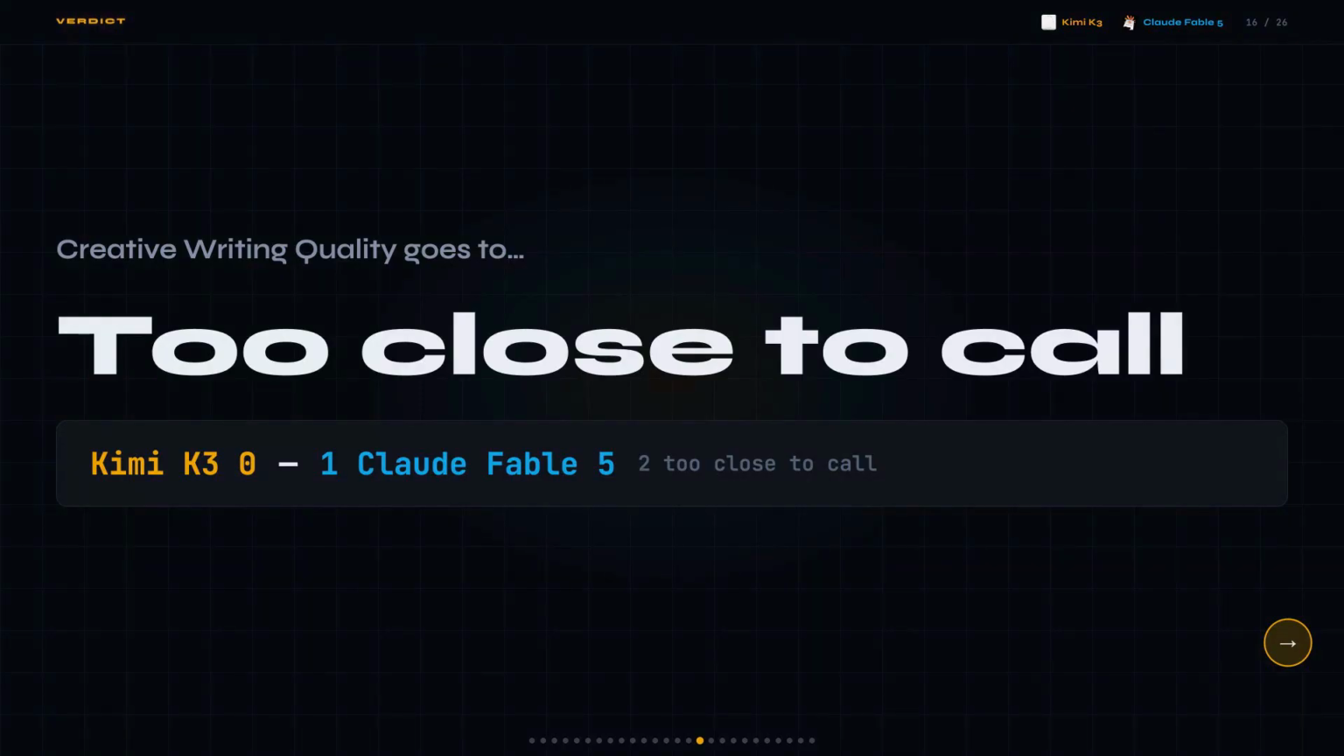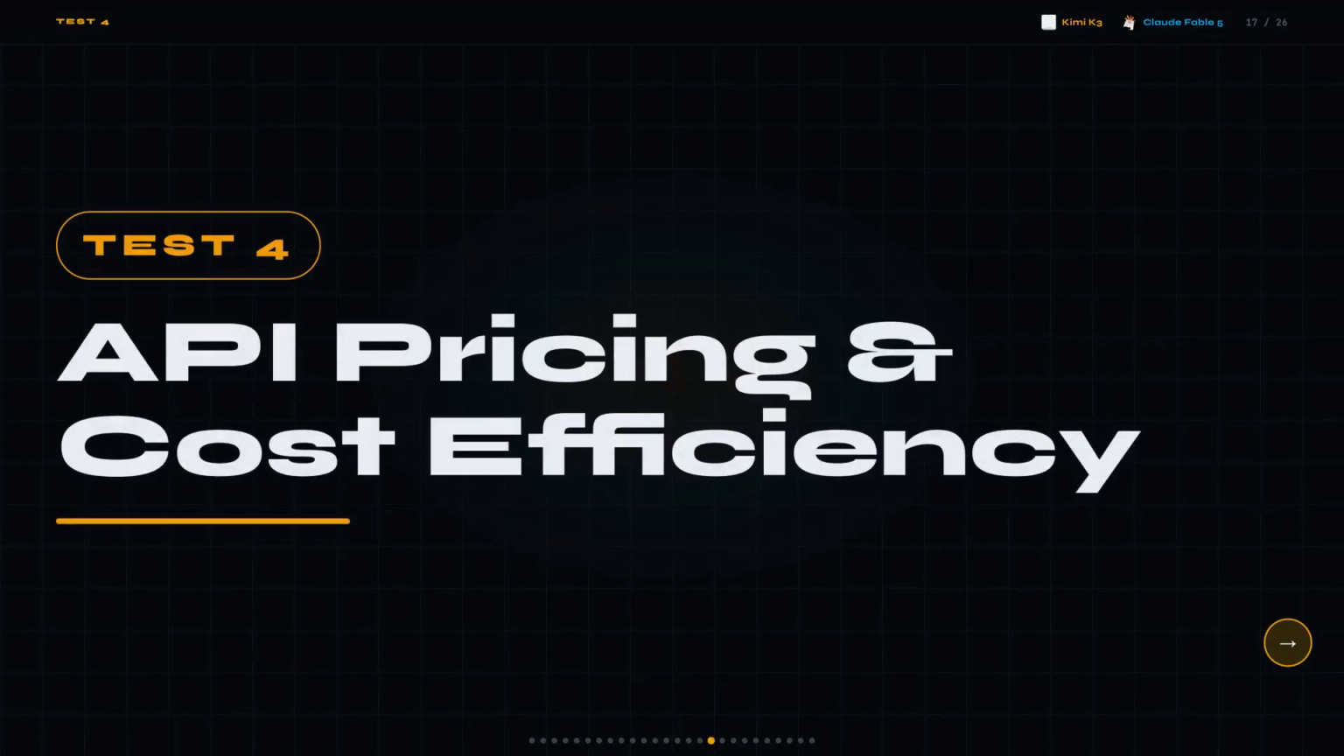I was expecting at least some Kimi K3 writing data to exist, and there's genuinely nothing published. You can't score what you can't measure. So the board stays at Fable 5.1, Kimi 0, now with 2 tests tied. Test 4 is API pricing and cost efficiency. This one hits you in the invoice.